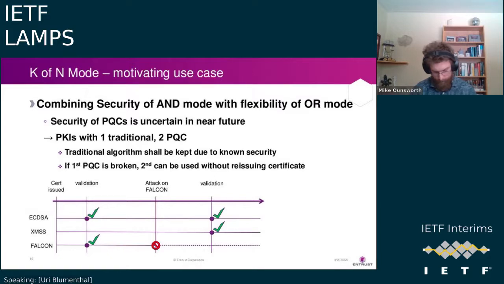For the sake of the argument, using the slide presented, Falcon is broken. ECDSA, I do not trust. By the logic of your draft, do I accept the signature because XMSS verifies and I accept it, or do I fail it because out of the 2 provided, only one is good for me?